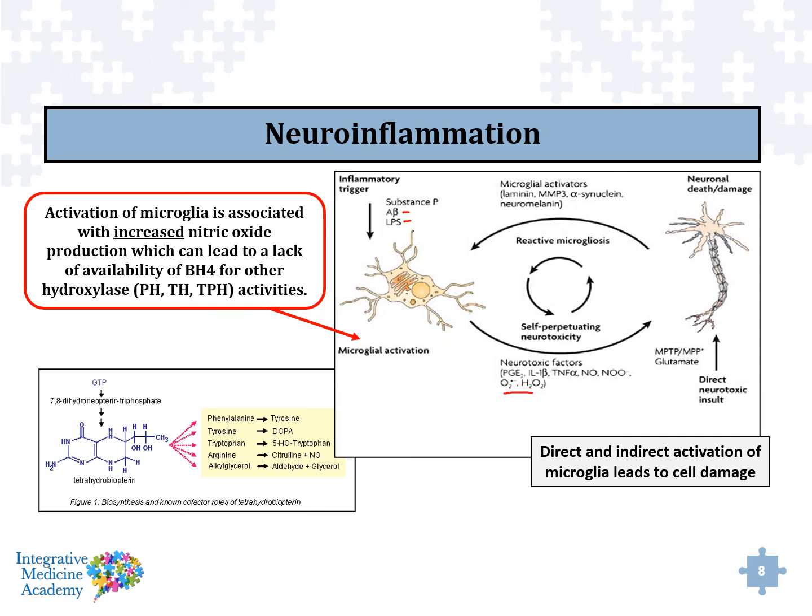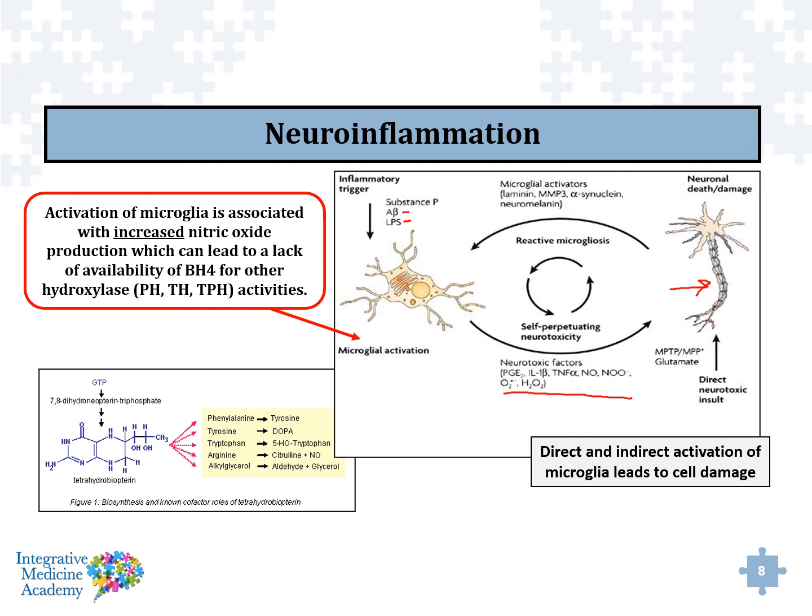They then produce different types of chemicals. So TNF-alpha, for example, hydrogen peroxide, superoxide anions, nitric oxide species, for example. And they themselves will have subsequent damage to other nerve cells in the brain. And then essentially we get locked in what's called reactive microgliosis. So activation of microglia is associated with increased nitric oxide production, which can lead to a lack of available BH4 for other hydroxylase enzymes. So think about that.